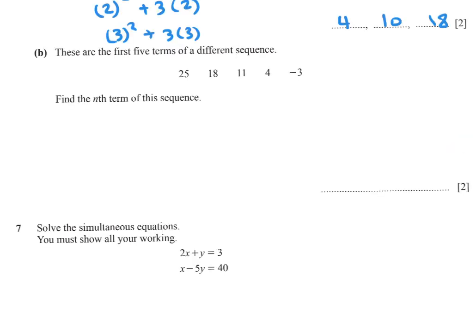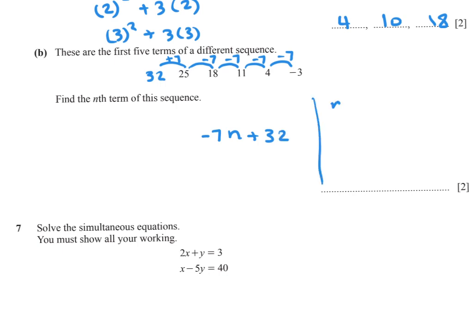For B, find the nth term for this sequence, 25, 18, 11, 4, negative 3. So what is the rule? Subtract 7, minus 7, minus 7, minus 7. So the nth term is negative 7n plus what? Just go one step back. So add 7 to 25, so 32. So negative 7n plus 32. This is the nth term.